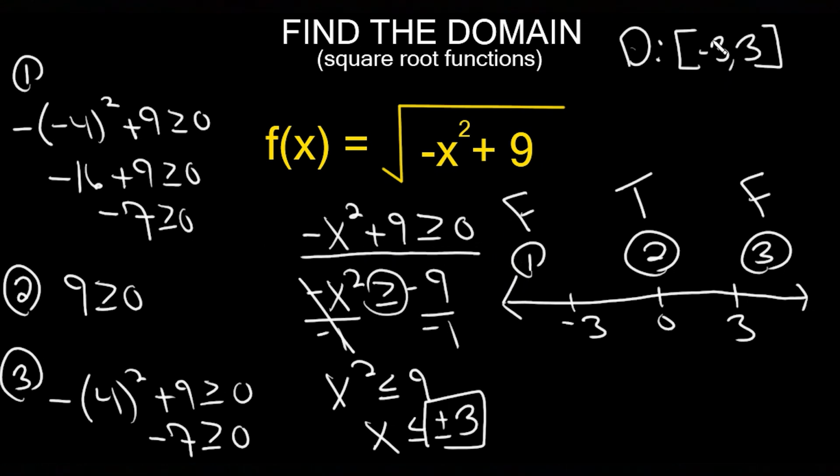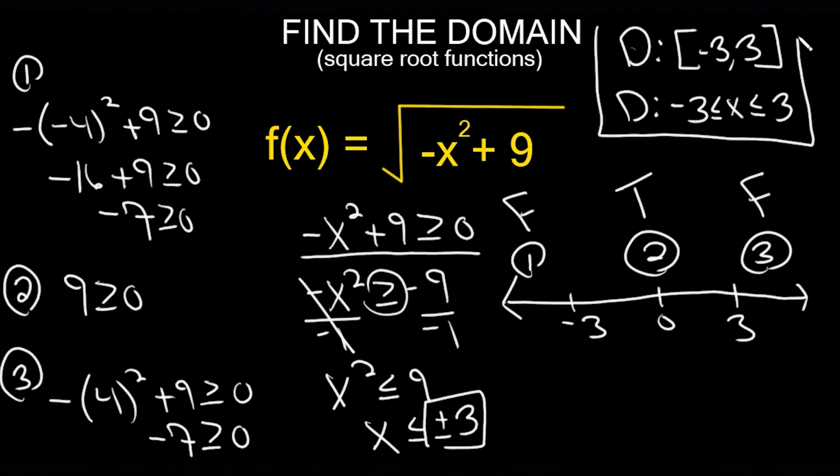And so you could also write it as an inequality. You could say domain, and then you could say negative 3 less than or equal to x less than or equal to 3. That is the same exact thing. So either way is fine. It doesn't matter how you do it. Okay, but there's the domain. All right, 2 different variations of writing it.